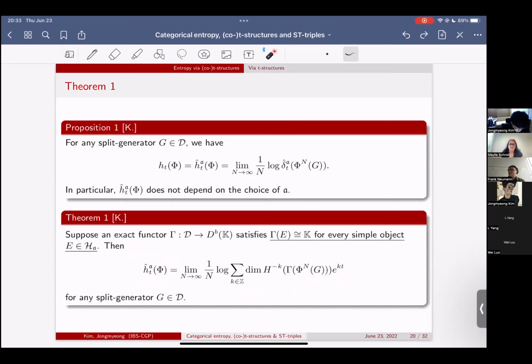So this says that the entropy can be computed by some linear algebraic method. And in many cases, this is a very interesting formula and interesting quantity, and we'll see that later. And also here we consider a covariant functor, and we can also consider the contravariant case. In that case, we need the minus sign here.